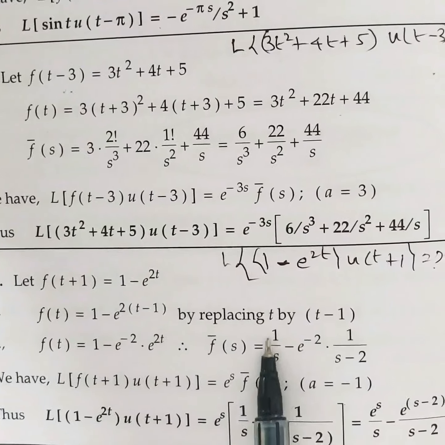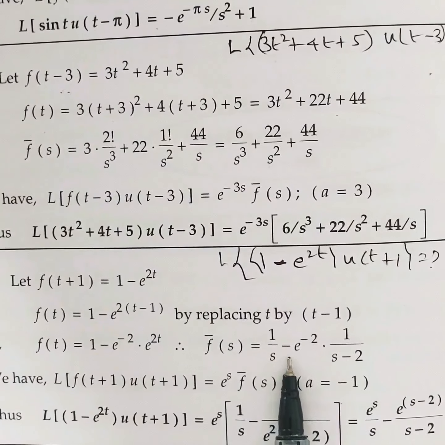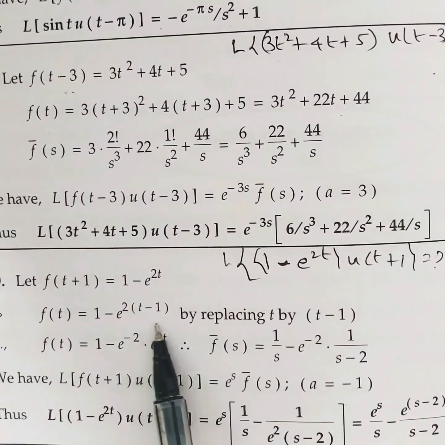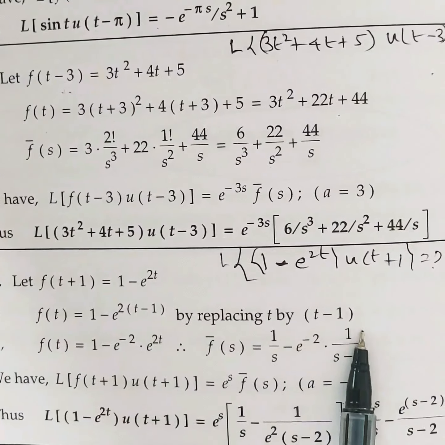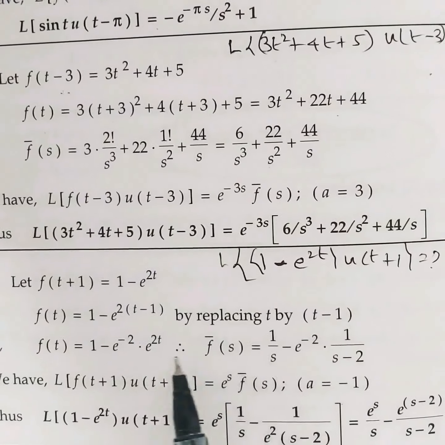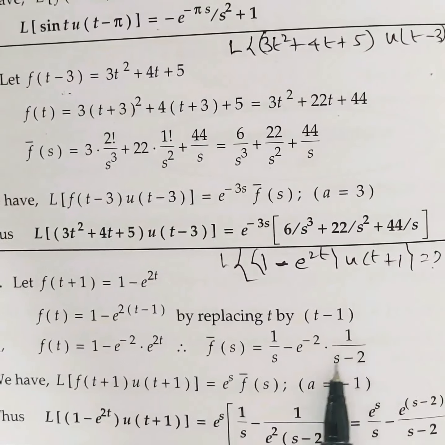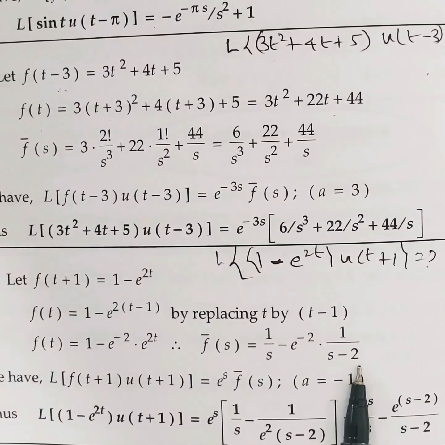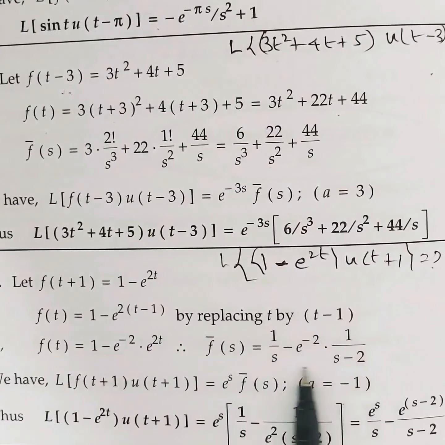Laplace transform of 1 is 1 by s minus e power minus 2 into Laplace transform of e power at is 1 by s minus a. That is a formula, remember. So 1 by s minus 2. Okay. So now we have got f bar of s.